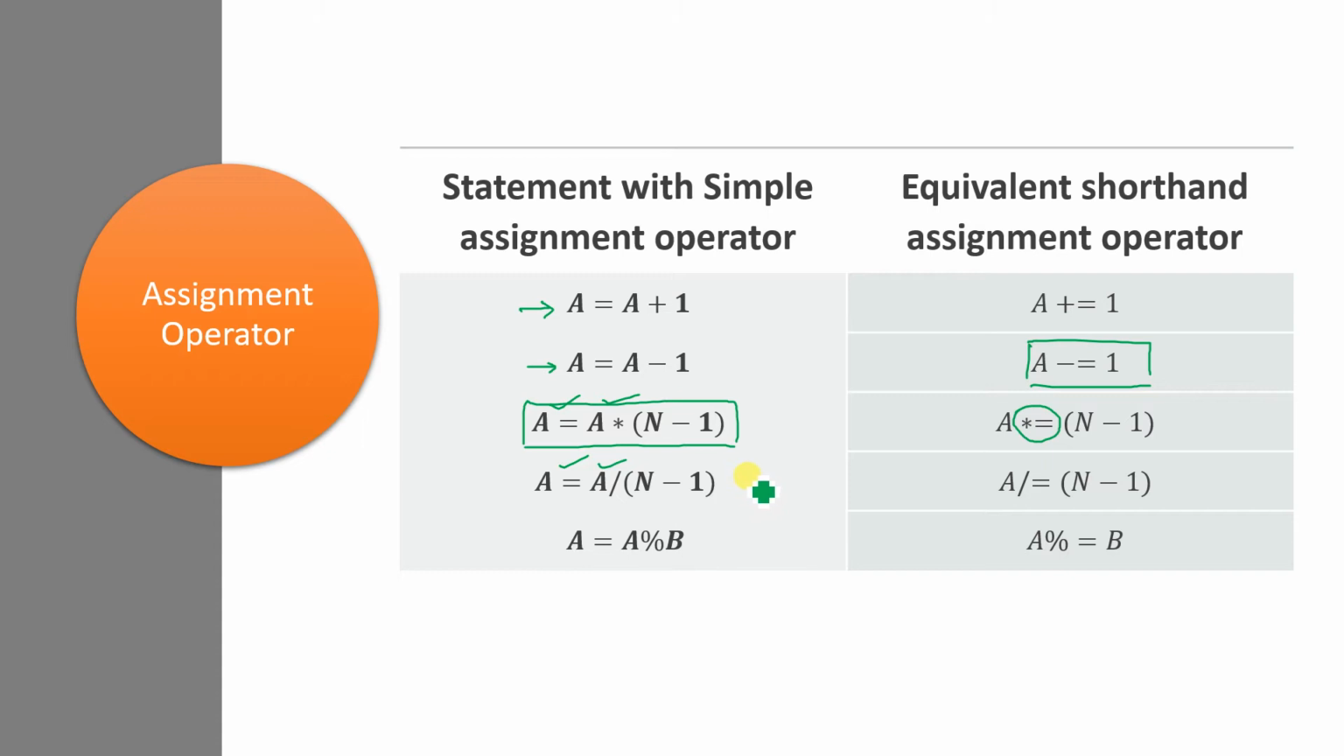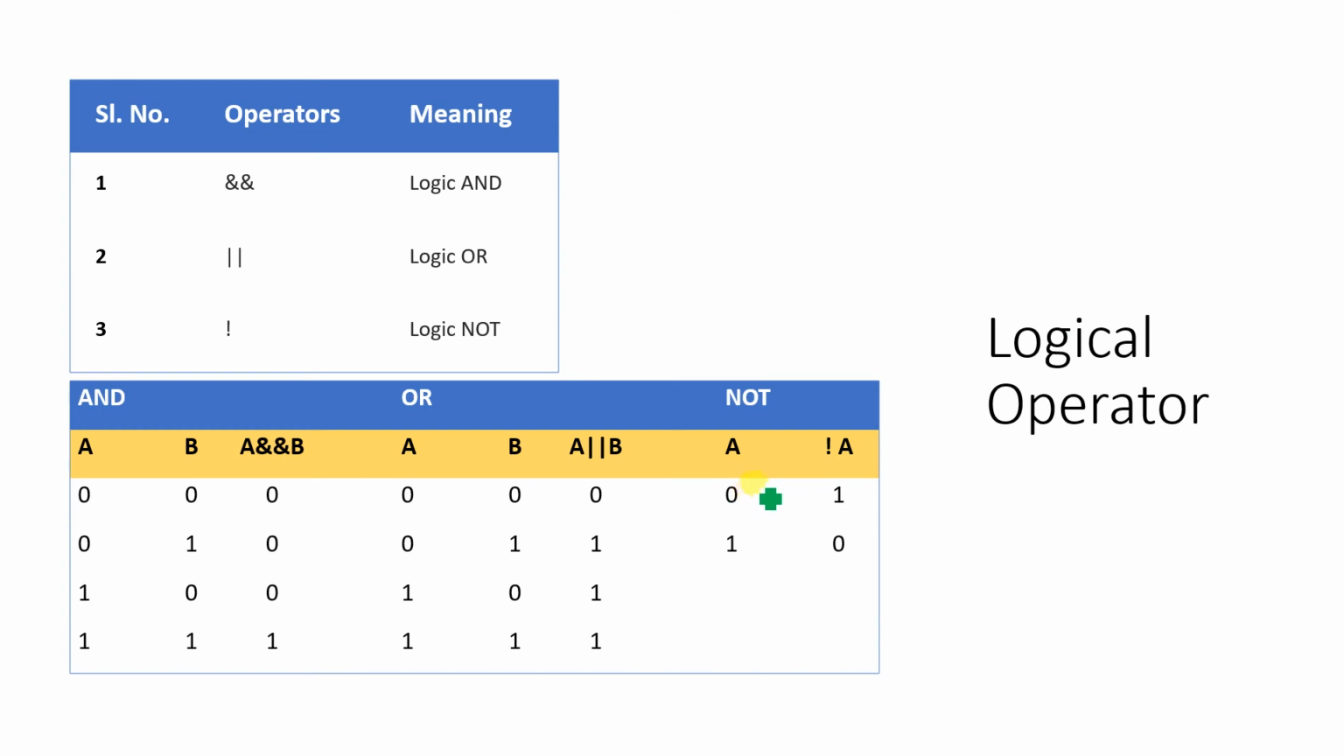I will execute some of the programs using this assignment symbol and show you how it actually gets executed in your C programming language. So that's all about the assignment operator. Let's go for the discussion of the relational operator.